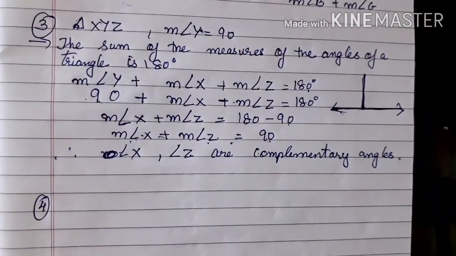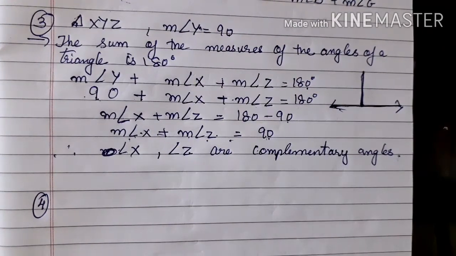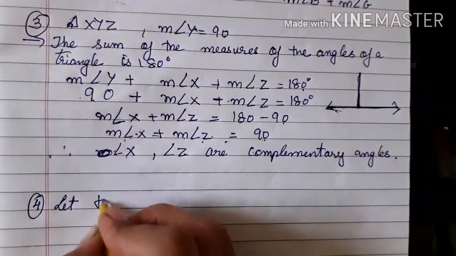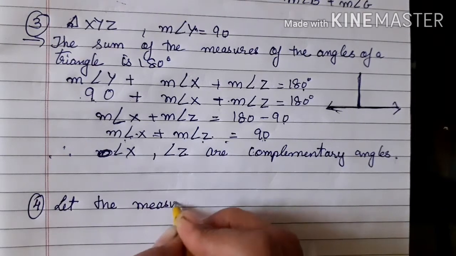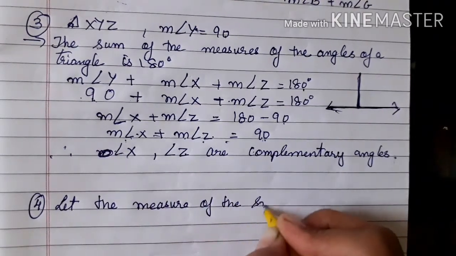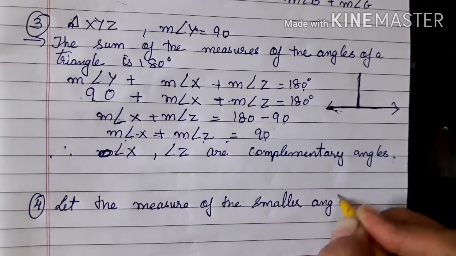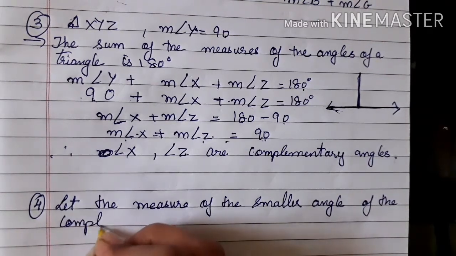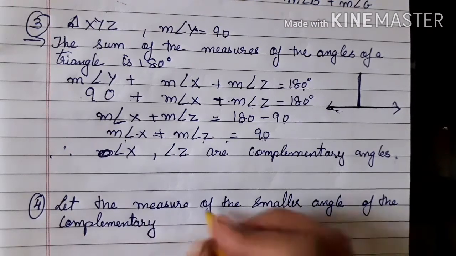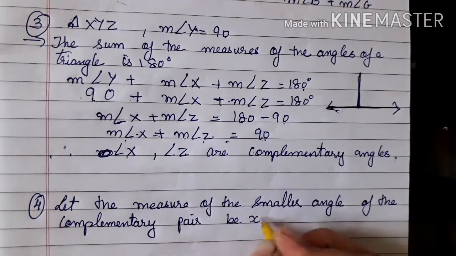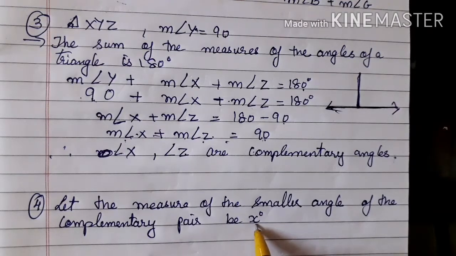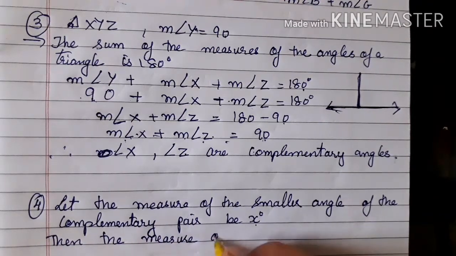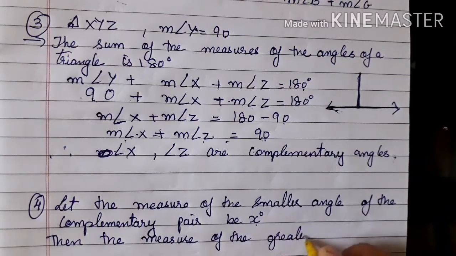The difference between the measures of the two angles of a complementary pair is 40 degrees. Find the measures of the two angles. So starting with the solution, let the measure of the smaller angle be X, since it is a complementary pair, not supplementary, as they have said. The smaller is going to be X. Then the measure of the greater angle, they haven't given us anything.